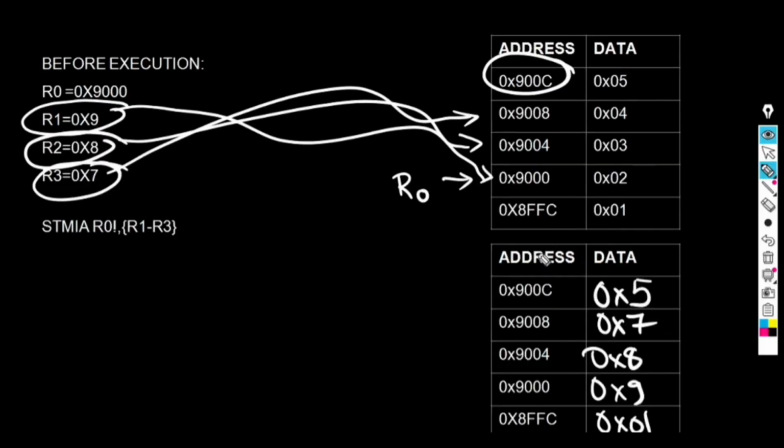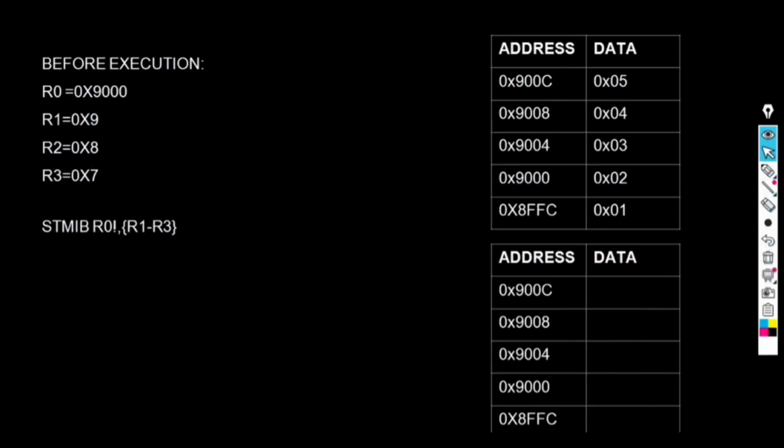Okay, and what happens to R0? R0 gets the value 0x900C. Okay, so this is the result of this particular instruction. Let's move on to the next instruction. So now we have increment before. So what exactly can you expect here?